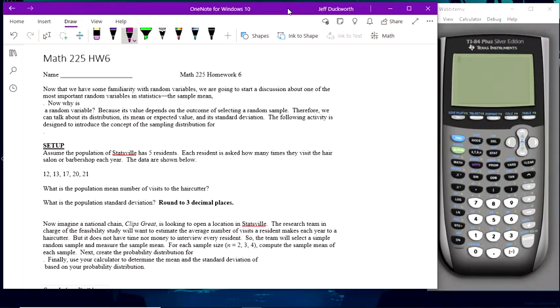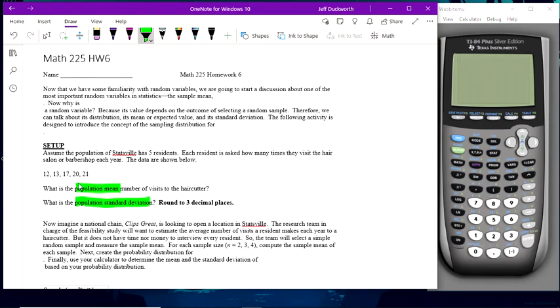All right, so I'm going to take you through Math 225 homework number 6. This is dealing with the distribution of x bar. The first problem that we had to do was figure out what the mean and standard deviation was for the population given these values as our population.